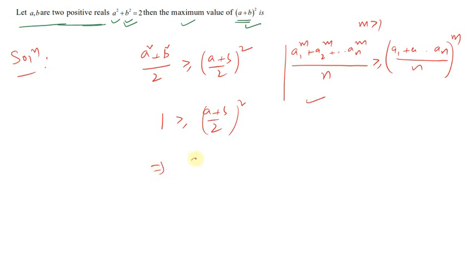So this implies a plus b by 2 is less than or equals to 1. That implies a plus b is less than or equals to 2. That implies a plus b whole square is less than or equals to 4. Okay, just concentrate on this formula. Next, come to one more.